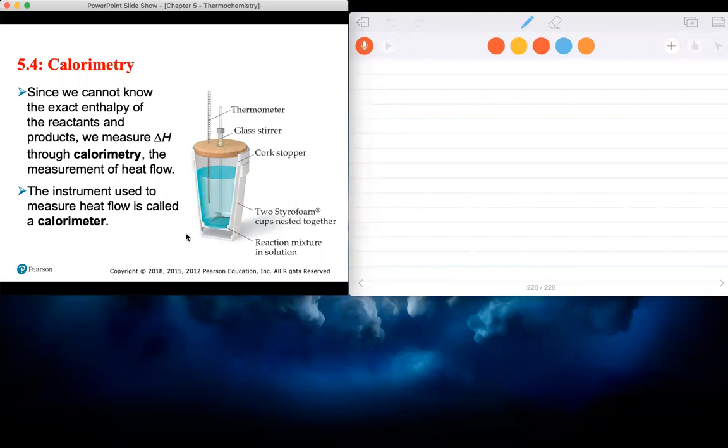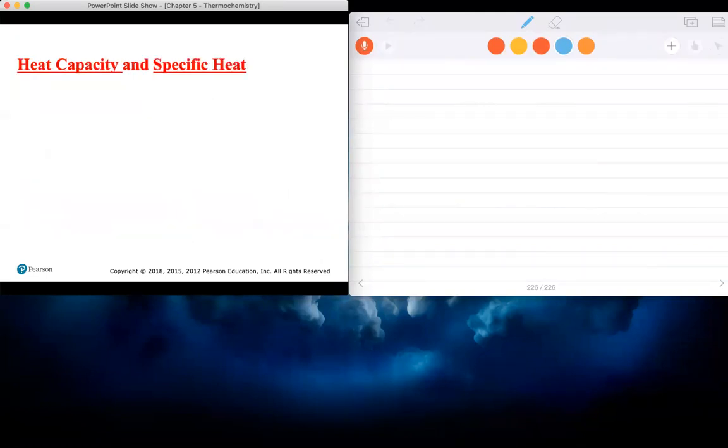This is a calorimeter. And how do we determine the heat of a reaction? How do we calculate the heat of reaction?